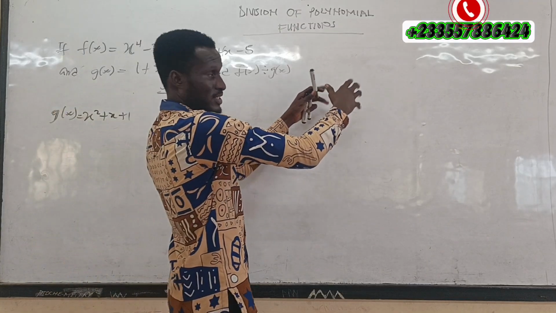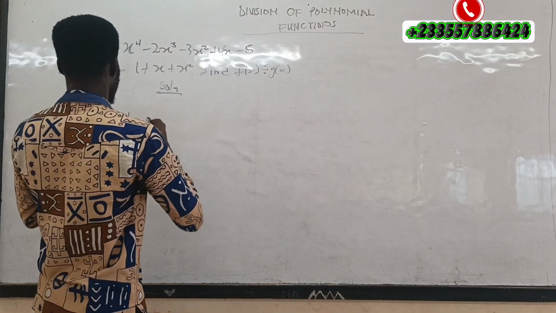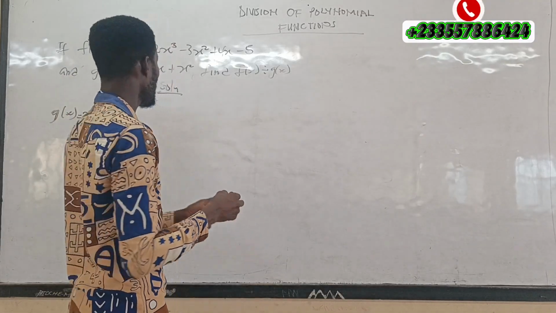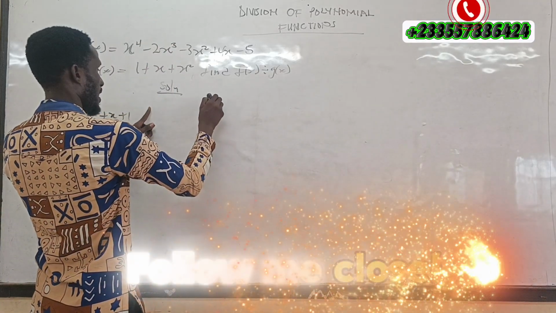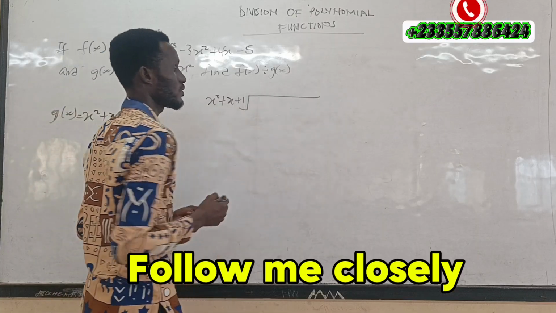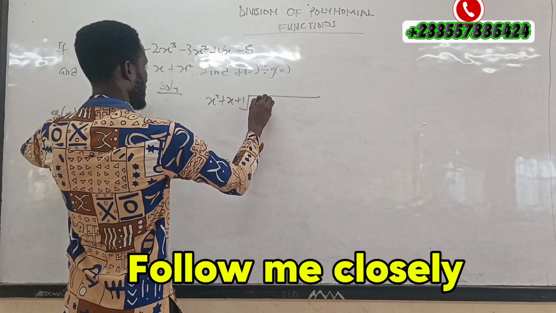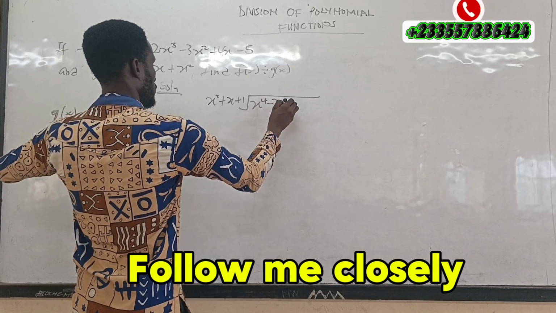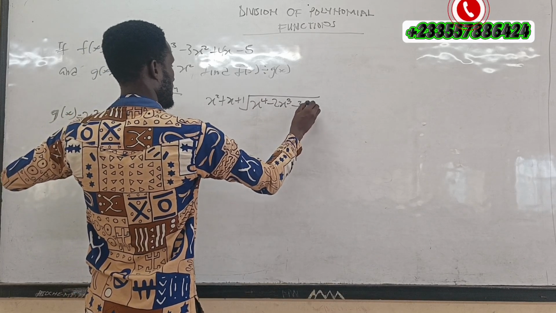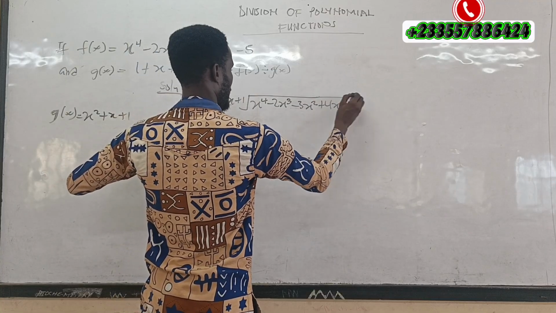Now I'm going to do the division here because it might be long or something like that. Now let the division here. Don't forget the g will be outside. The g is now x squared plus x plus 1. Now divided by the f of x, which is inside, x exponent 4 minus 2x cubed minus 3x squared plus 4x minus 5.